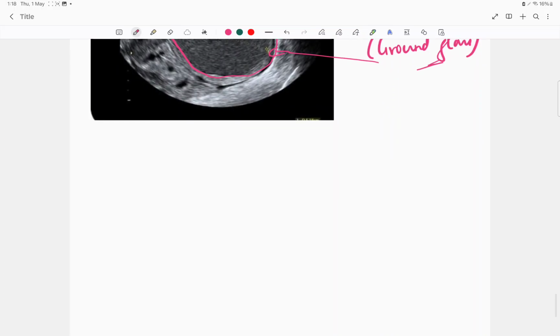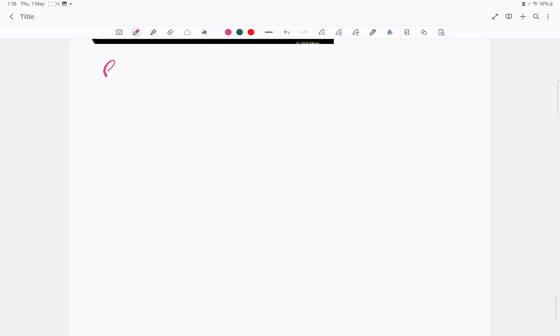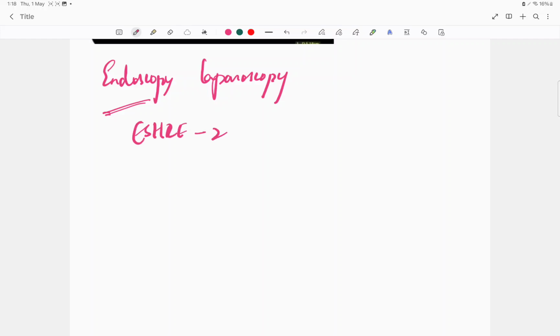Next, endoscopies. As you know, laparoscopy is used to identify the superficial lesions. That is what I have told you before. Initially laparoscopy was the gold standard for the diagnosis of endometriosis, but recently ESHRE 2022 told that only in specific conditions you have to do laparoscopy. This is not a gold standard to diagnose it. So in which conditions do you have to do laparoscopy?